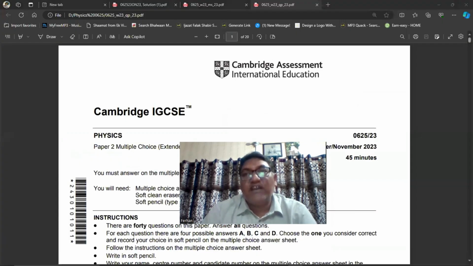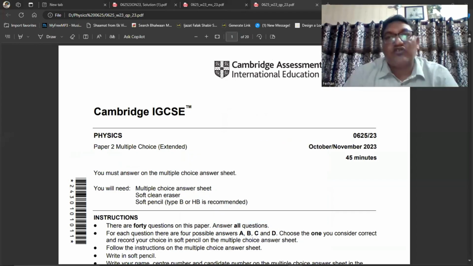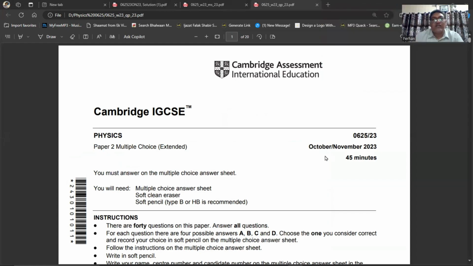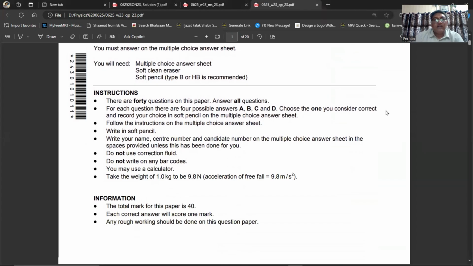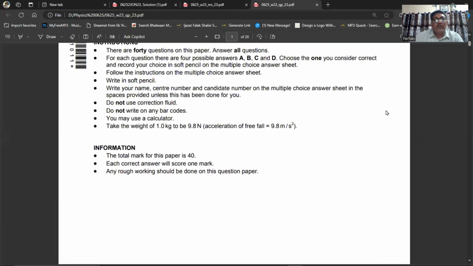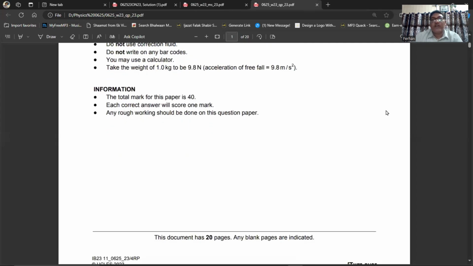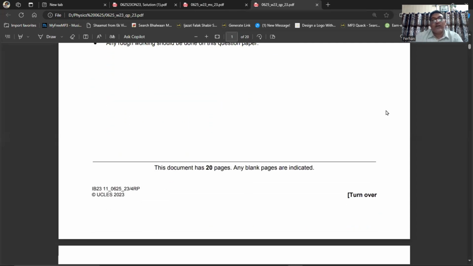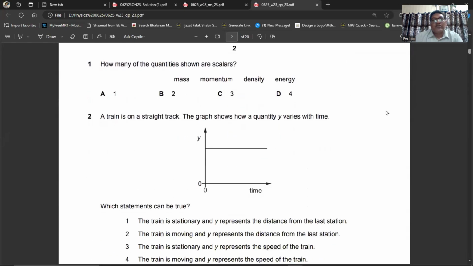Okay, so the paper is showing up on your screen. This is October-November 2023. So let's start. The time allowed is 40 minutes, and the g value will be taken as 9.8 newton, 9.8 meter per second square. And the first question is showing up.